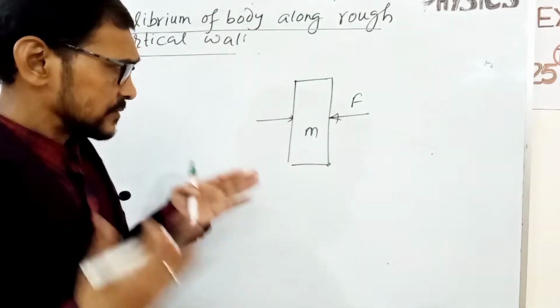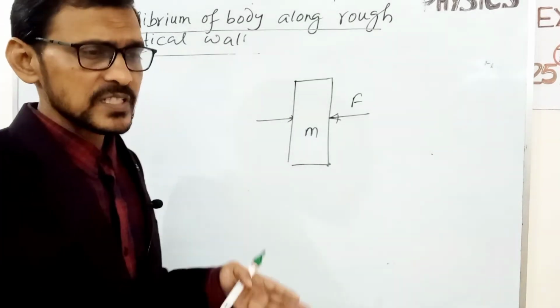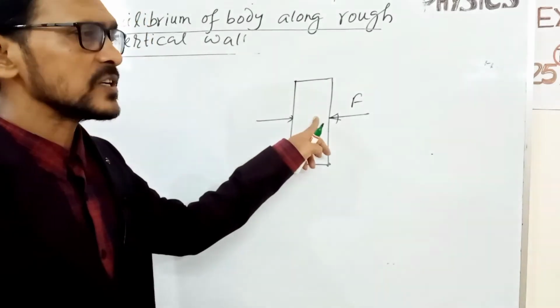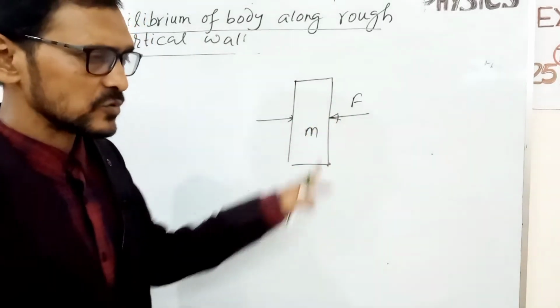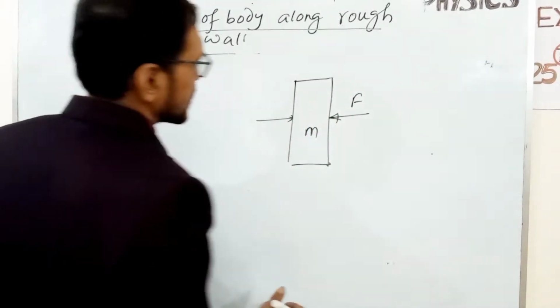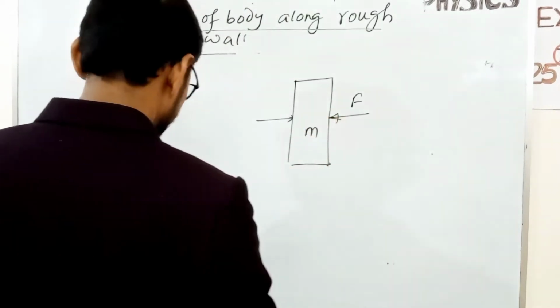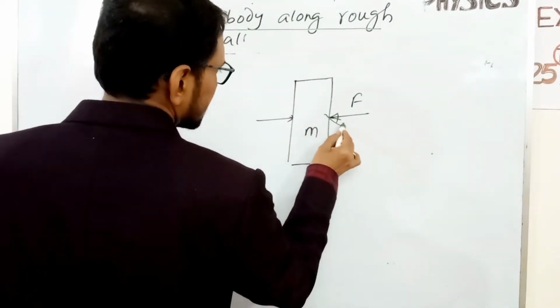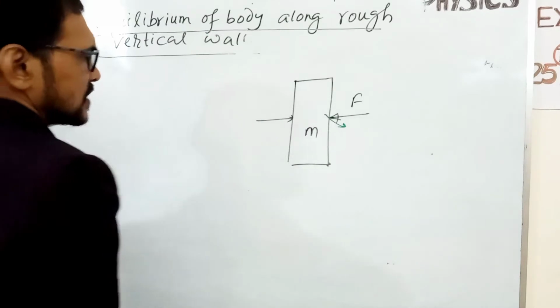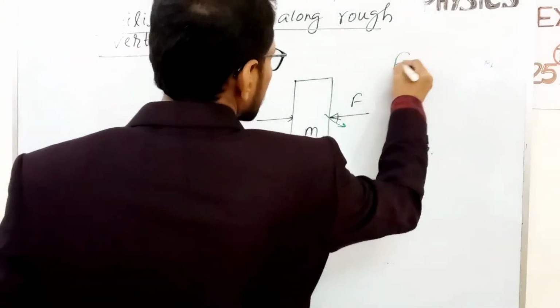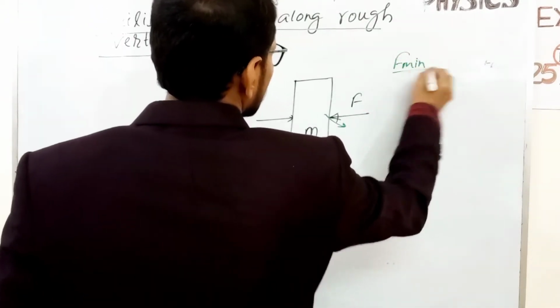That is, even if we apply sufficient, infinite force, we cannot hold this body if the surface is smooth. So there must be friction at the surface to hold the body. So what is the force required? The minimum force required to hold the body.